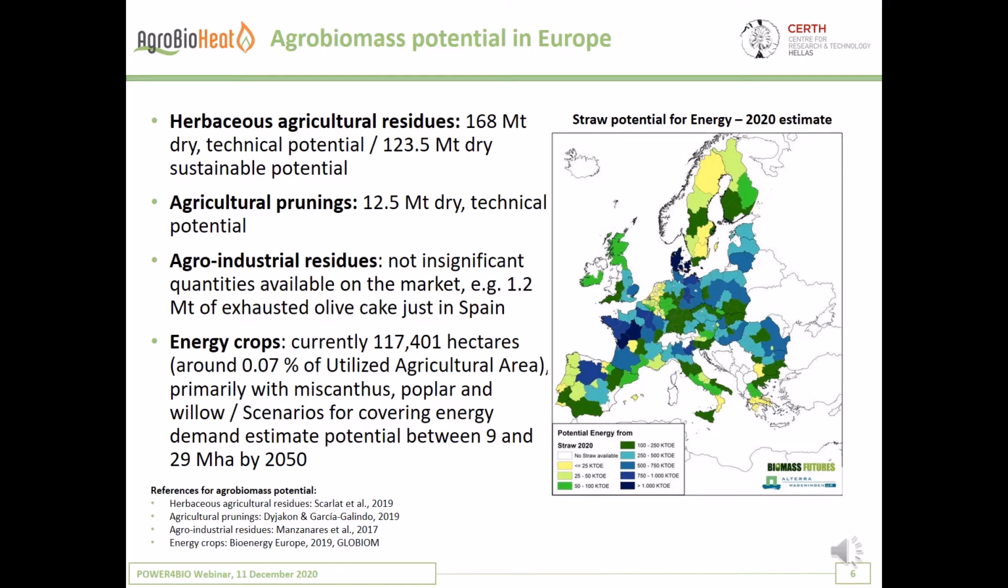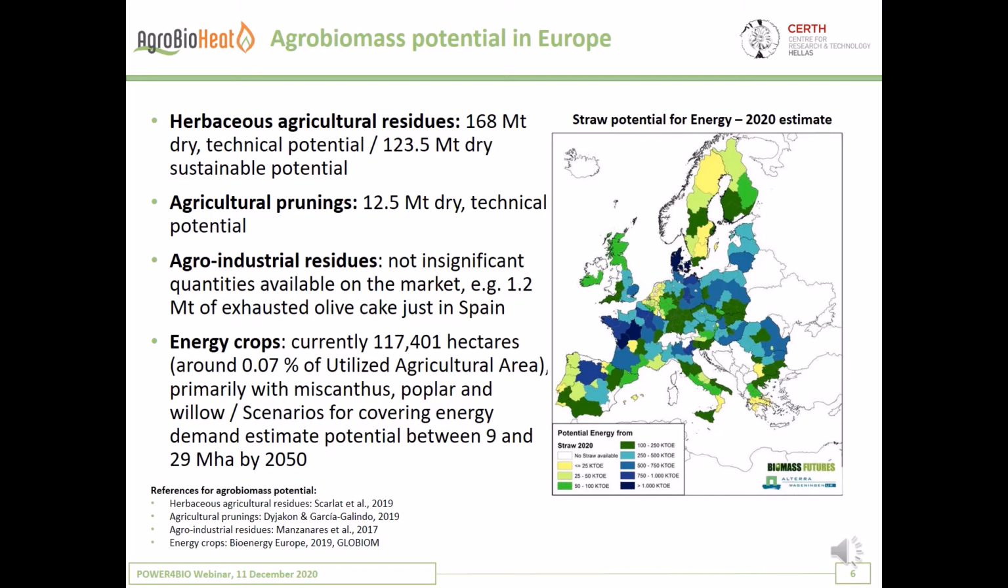There are several studies that confirm this potential. Here you can see some indicative values from a few of those, and by far the largest potential is from herbaceous agricultural residues, things like straw and maize residues. There is a fairly large potential of agricultural prunings, especially in the southern European countries where there is a large share of permanent crops in the agriculture. And then there are also agro-industrial residues, which are not insignificant.